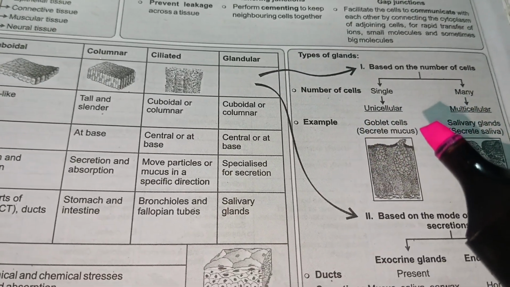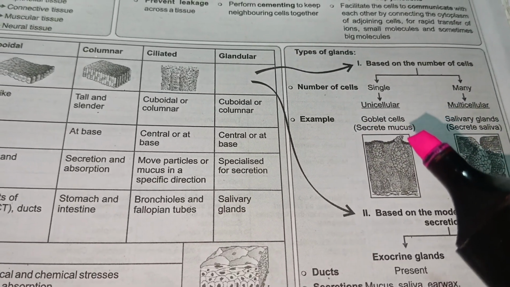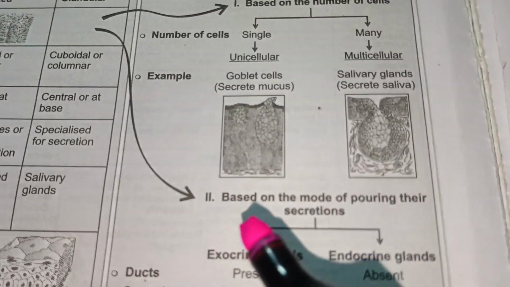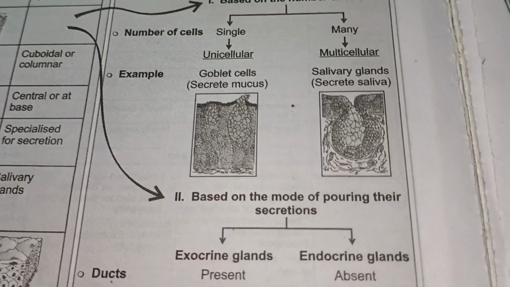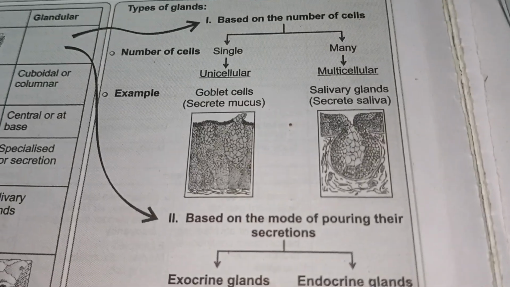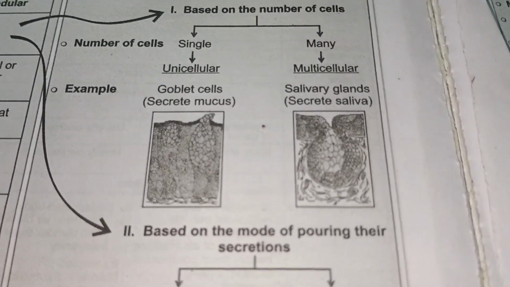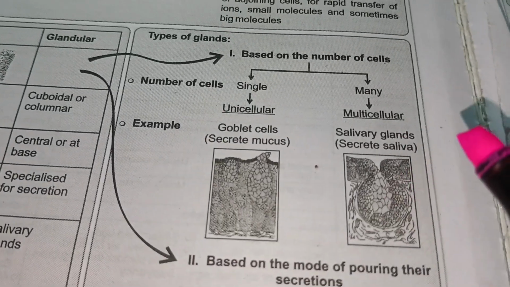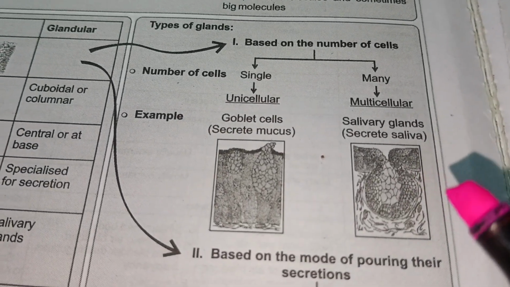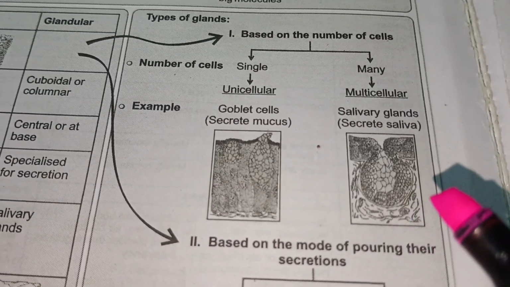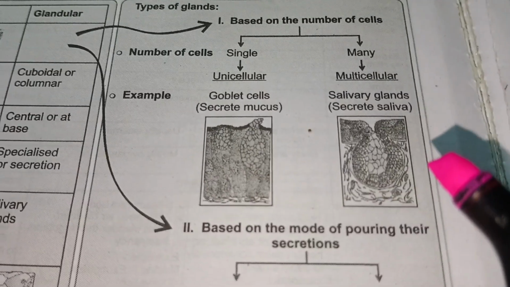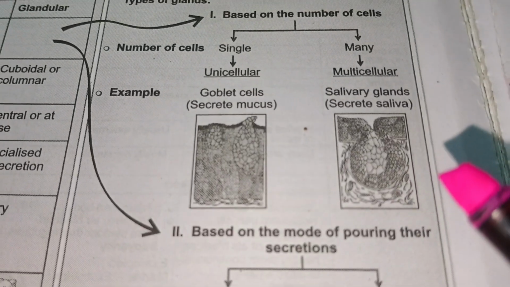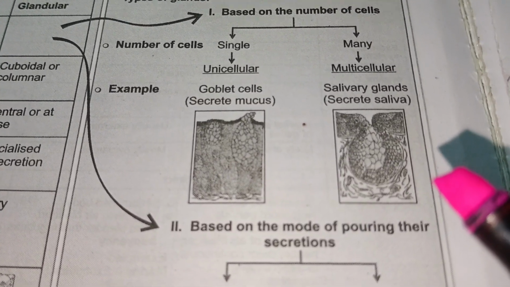Example: goblet cells, which secrete the mucus. Here we can see the structure of the goblet cells. And now here, many cells means multicellular. It secretes saliva, and that is the structure of the salivary gland. Many of the students have confusion in the structure of the goblet cells and the salivary gland cells.